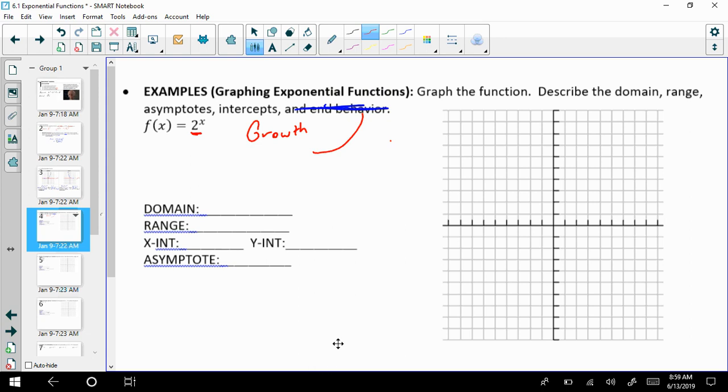I already know without seeing the graph, this is my domain. I do not need to see the graph to do that. That is always the domain of exponential functions.